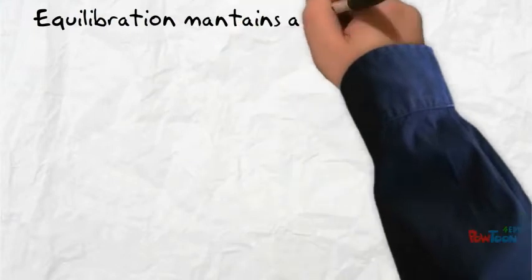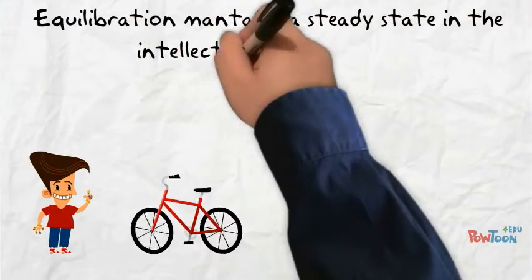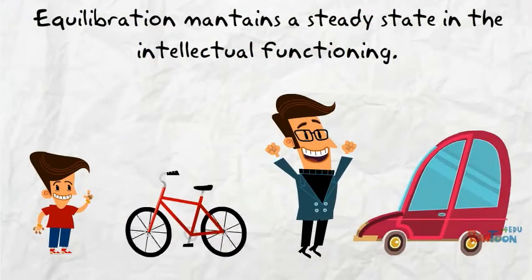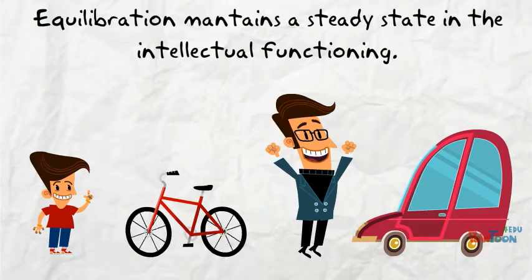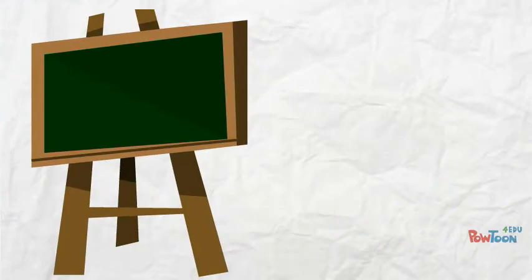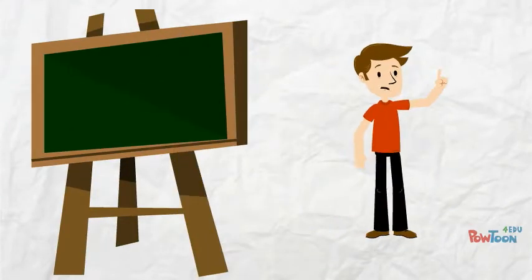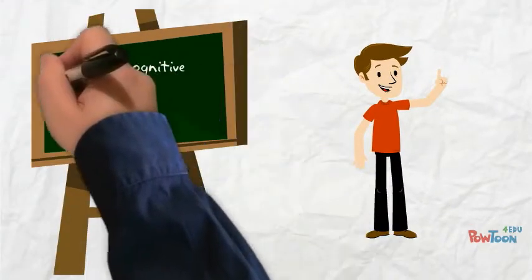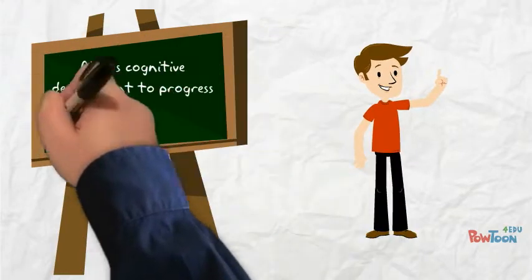Equilibration is the 4th and last factor. This factor consists of the set of processes that maintain a steady state in intellectual functioning in the midst of transformation and change. It regulates the individual's interactions with the environment and allows cognitive development to progress in a logical and organized manner.